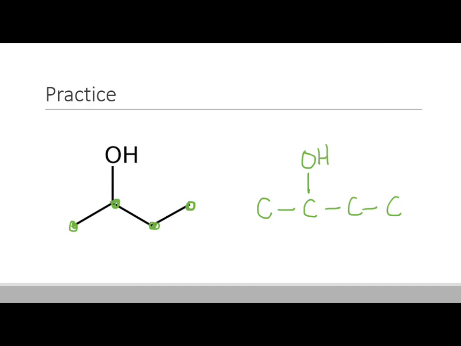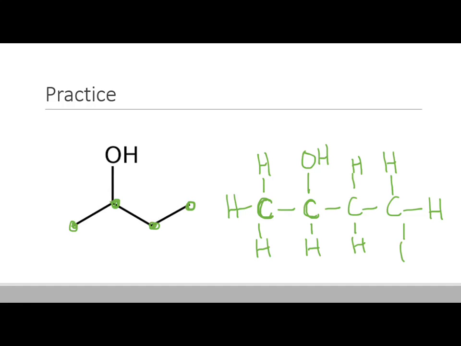Now I can go ahead and add in the implied hydrogens. So this carbon over here on the far left only has 1 bond, so it needs 3 more bonds, each one to a hydrogen. What about this carbon? Well, it already has 3 bonds, so it really only needs 1 more. This carbon needs 2, and this carbon needs 3 bonds. And so therefore, we've given every carbon exactly 4 bonds. Everybody's happy.